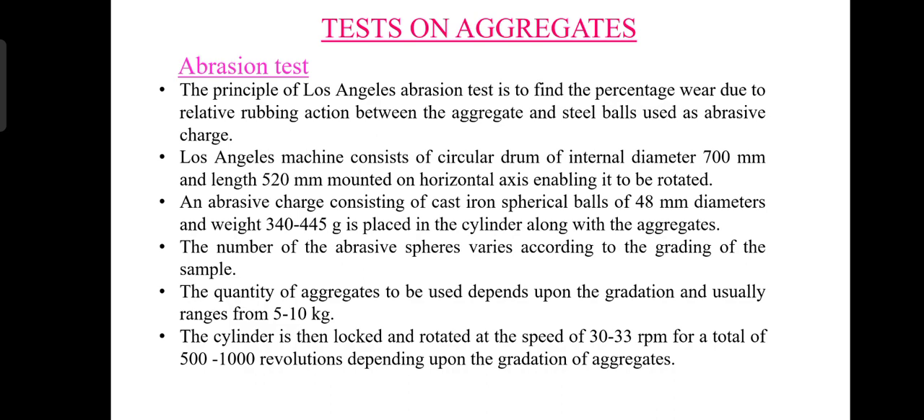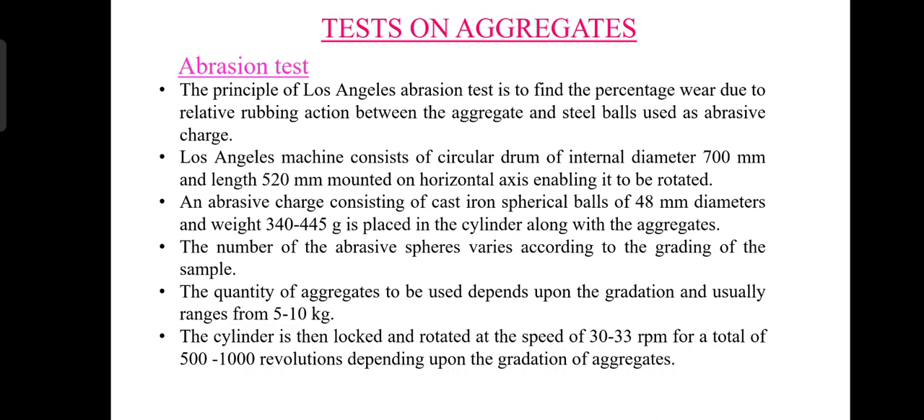The principle of the Los Angeles abrasion test is to find the percentage wear due to relative rubbing action between the aggregate and the steel balls used as an abrasive charge. The Los Angeles machine consists of a circular drum of internal diameter 700 mm and length 520 mm, mounted on a horizontal axis, enabling it to be rotated.